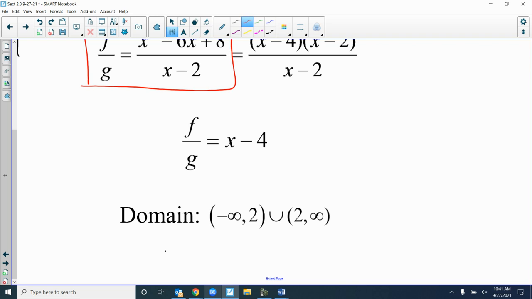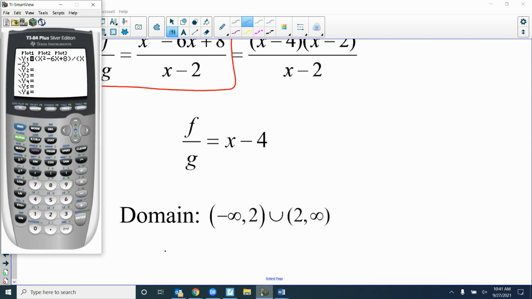Now, I want you to think about this graphically. All right, I got this in here. You can just pay attention here. There's your f of x. There's your g of x. If you graph it, it's got to look like x minus 4. If I go to my table, it will say an error at 2. That's the only spot there's an error.